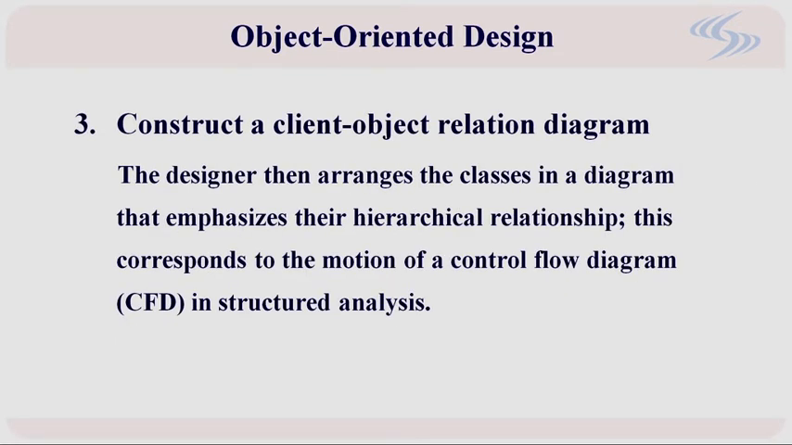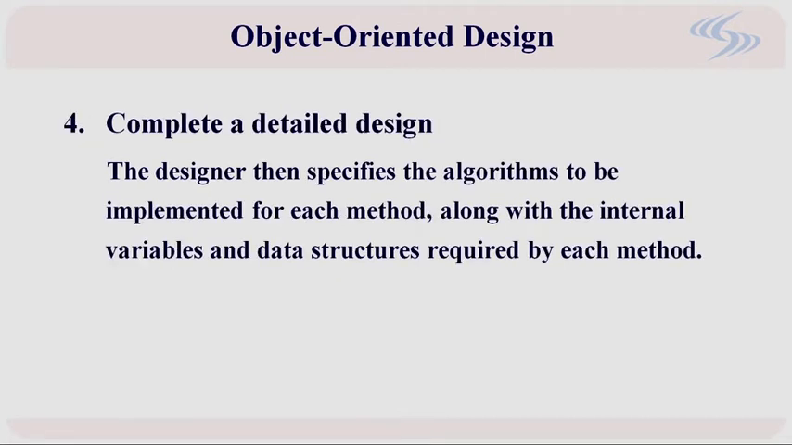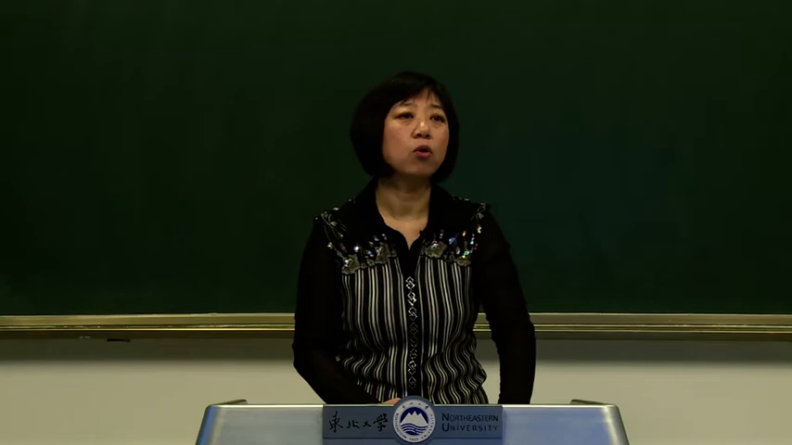Step 3, construct a client-object relation diagram. The designer arranges the class in a diagram that emphasizes their hierarchical relationship. This corresponds to the notion of a control flow diagram. It is also called CFD in structured analysis. Step 4, complete a detailed design. The designer then specifies the algorithm to be implemented for each method, along with the internal variables and data structures required by each method. Okay, so these are the 4 steps for OOD.